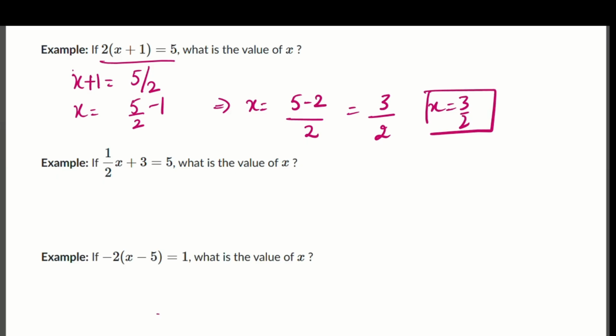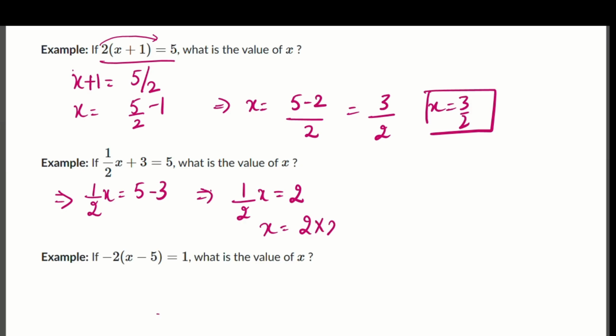Now, 1 by 2x plus 3 is equal to 5. What is the value of x? You keep the variables on the left hand side and the constants on the right hand side, so 1 by 2x is equal to 2. When we move this, because it is a divide, it becomes multiplied. If there is a multiplied term, it becomes divided. So multiplying by 2, the x value would be equal to 4.